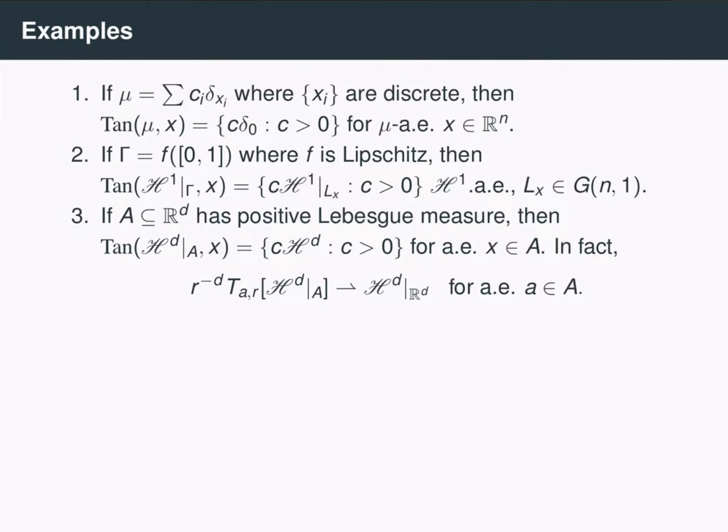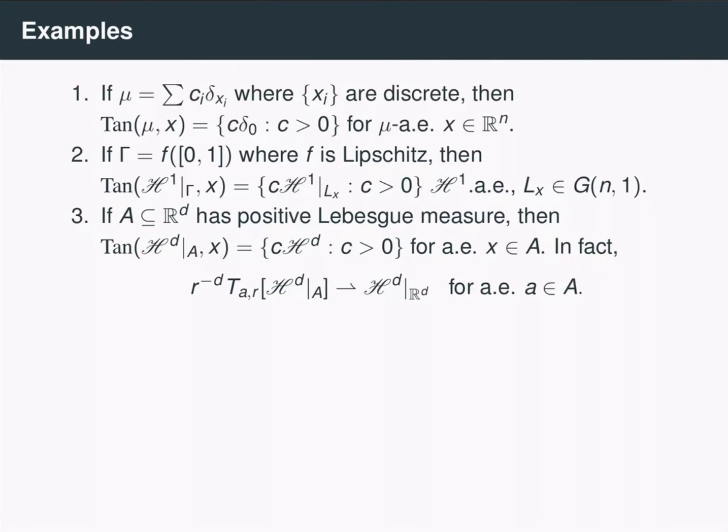Finally, if we have a set A of positive Lebesgue measure in R^d, then the set of tangent measures at almost every point in A of the Hausdorff measure restricted to the set is actually just going to equal all positive multiples of Hausdorff measure. In fact, what we'll show is that if you look at r^(-d) T_{a,r} push forward of Hausdorff measure restricted to the set A, this converges weakly to Hausdorff measure on Euclidean space for almost every a, little a in big A.